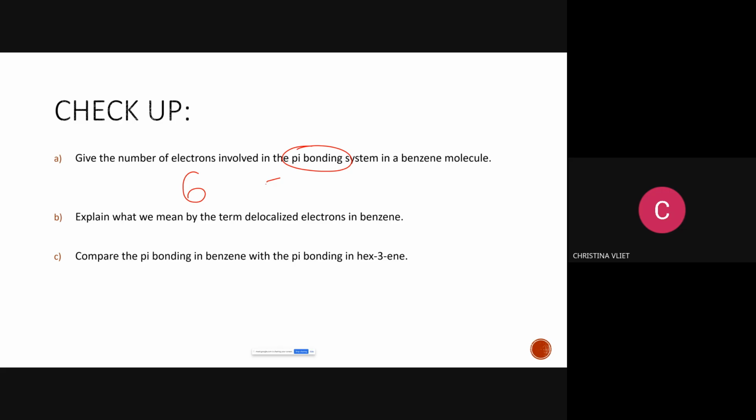Six. Because remember, benzene has 3 double bonds alternating, and those are your localized electrons. So it's 6 total electrons in the system, in the pi bonding system. All right, so what do we mean by delocalized electrons? What does that even mean? The electrons move through the structure, right? At least the pi ones.